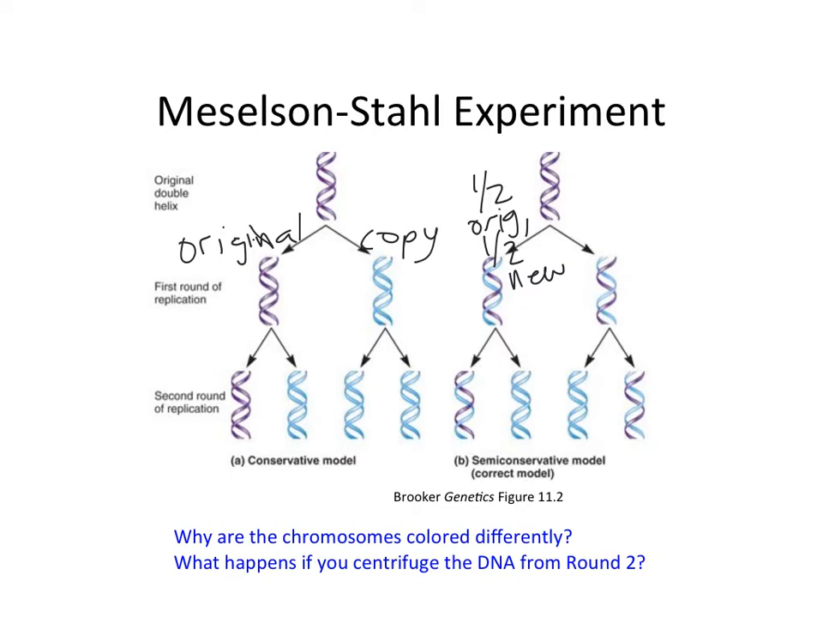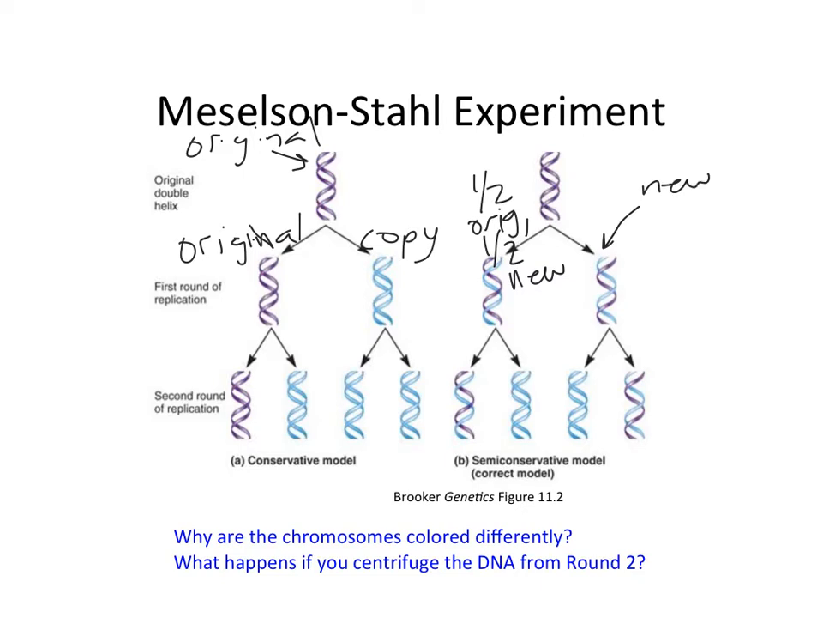By the way, first question down here at the bottom. Why are the chromosomes colored differently? This is an important detail about Meselson Stahl's experiment. So you want to know which are the original strands of DNA and which ones are the newly synthesized strands of DNA. So the dark color are the original strands. And the light strands down here are the new strands, or the newly synthesized strands.